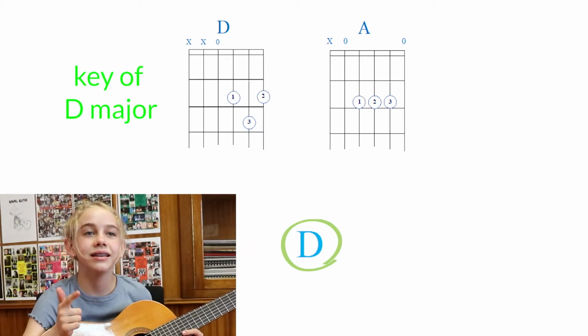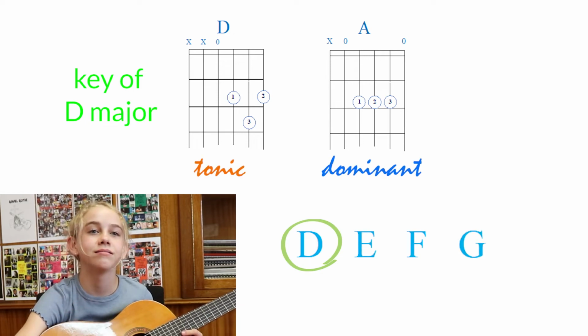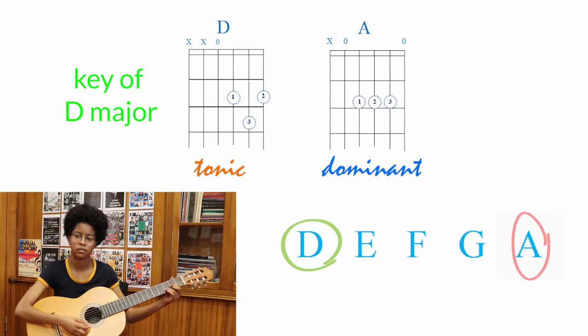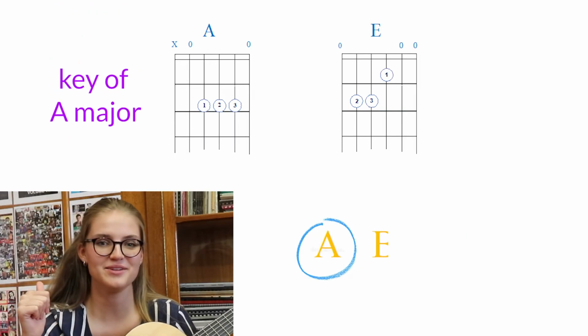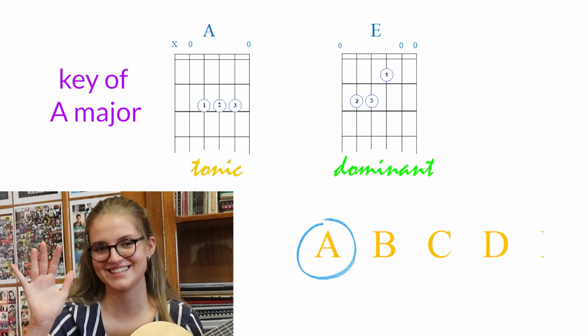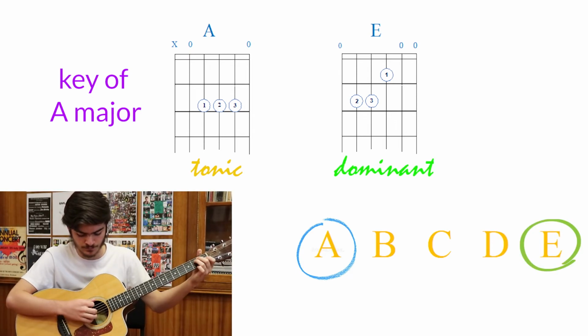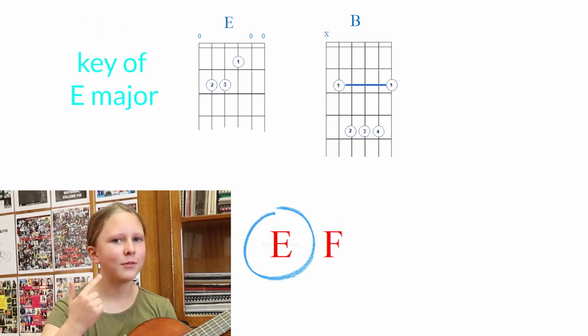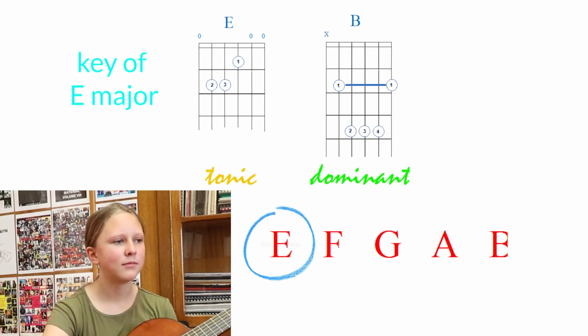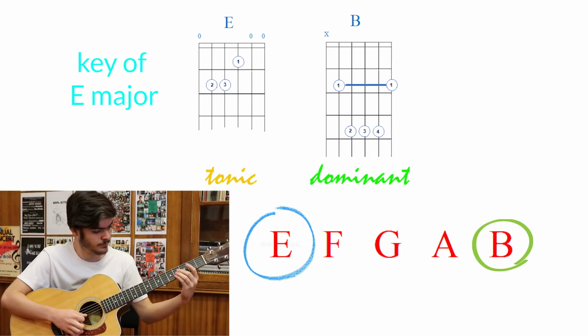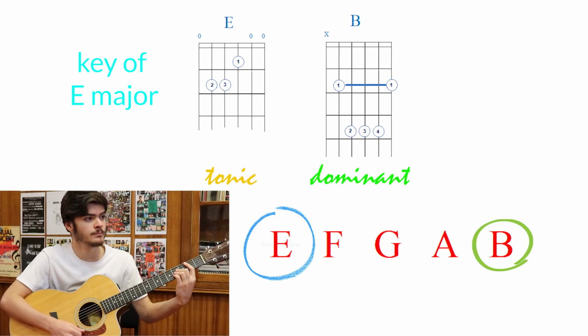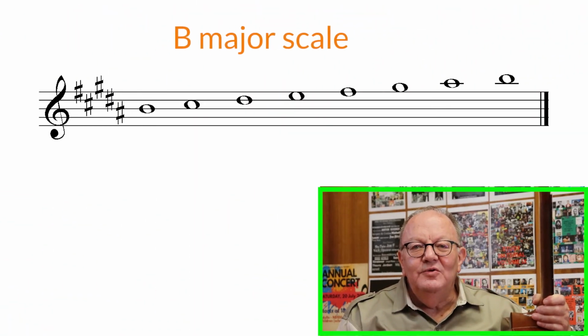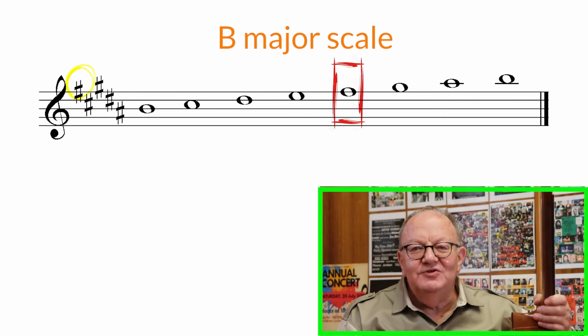In the key of D, the tonic and dominant chords are D and A. In the key of A, the tonic and dominant chords are A and E. In the key of E, the tonic and dominant chords are E and B. Well, it works up to a point, but when you get to the key of B, you need to know that the fifth note is F sharp.